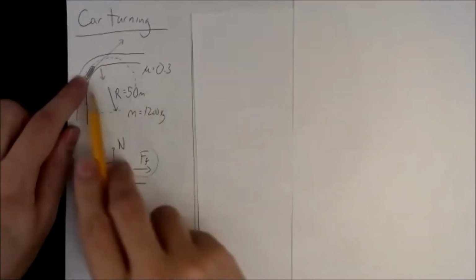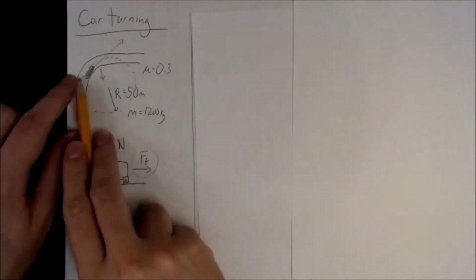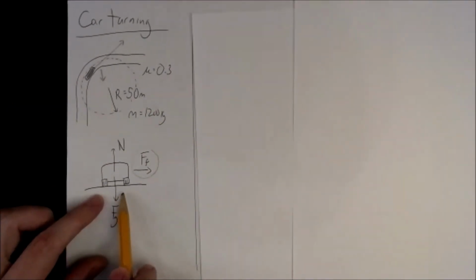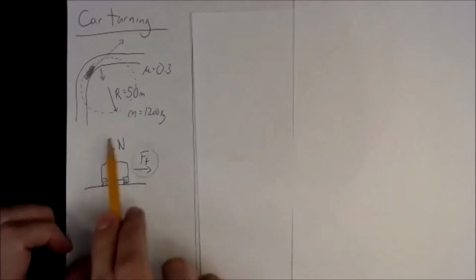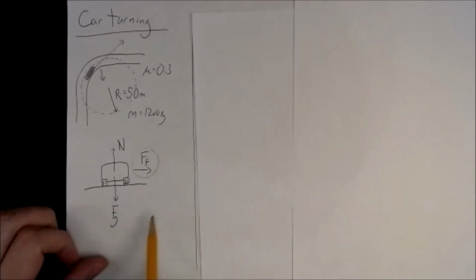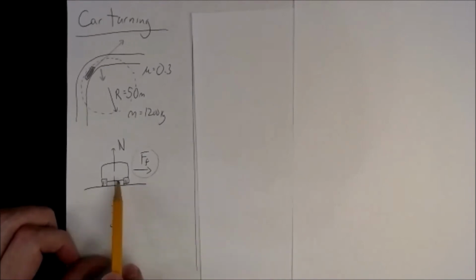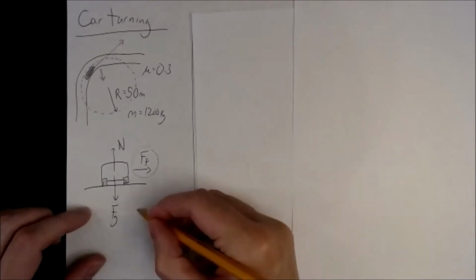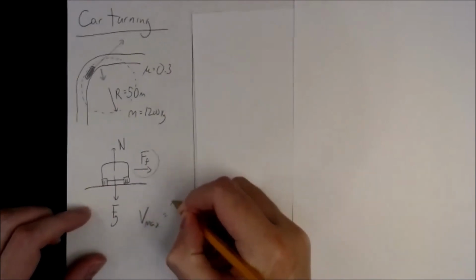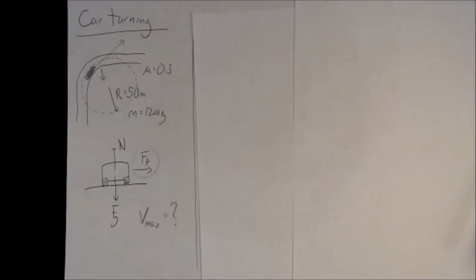This is a top view of the situation. This is the view from, let's say, behind the car. So this is what the free body diagram would look like from trailing behind the car, for example. Your force of friction points inward. The center of rotation is somewhere over here. The force of gravity points down, the force of normal points up. And we need to find Vmax to solve this.